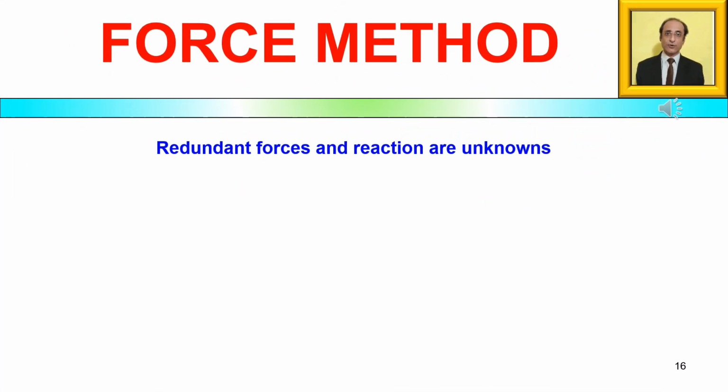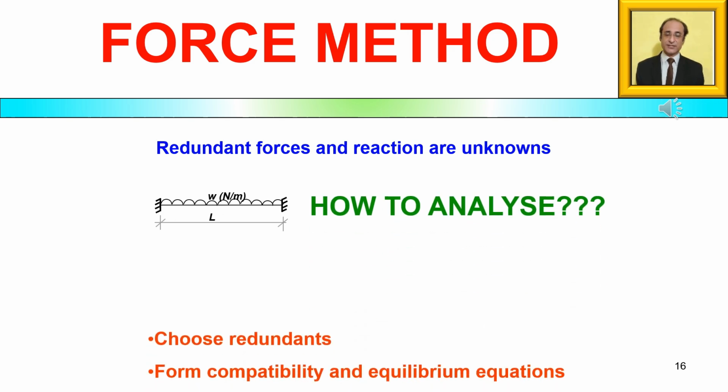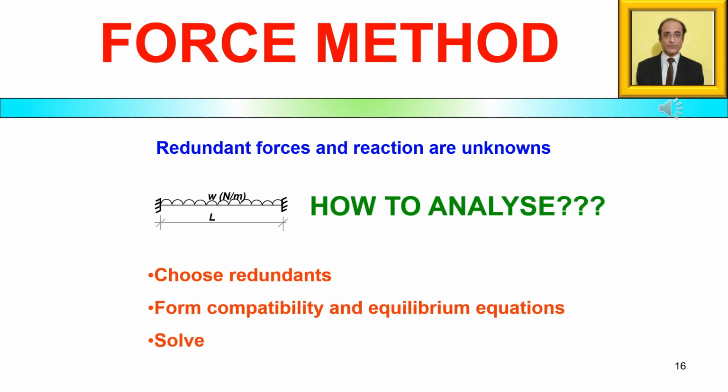In force method, basically forces are the unknowns. If the structure is determinate, we just have to apply the conditions of equilibrium, work out the equations and solve them, and the answer is with us. In case the structure is indeterminate, then we have to choose redundants. Then we form compatibility and equilibrium equations both. After solving the equilibrium and the compatibility equations, we get our answer. So in addition to equilibrium equations, we have to form compatibility equations also.